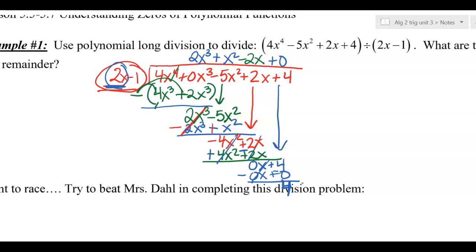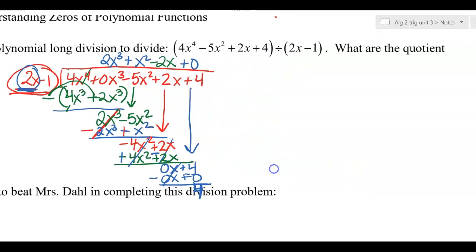So the answer to this problem, when these two things are divided, the answer or the quotient is 2x cubed plus x squared minus 2x. You don't have to write the plus 0. You do need to write the remainder. Because we're dealing with a polynomial now and they have different degree terms, we're going to put a plus sign between here. And then we write our remainder like you would write your fractional leftovers from the problem. We have 4 left out of whatever we were dividing by, which is 2x minus 1.